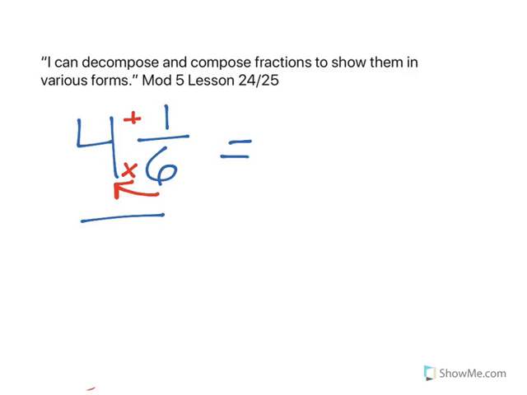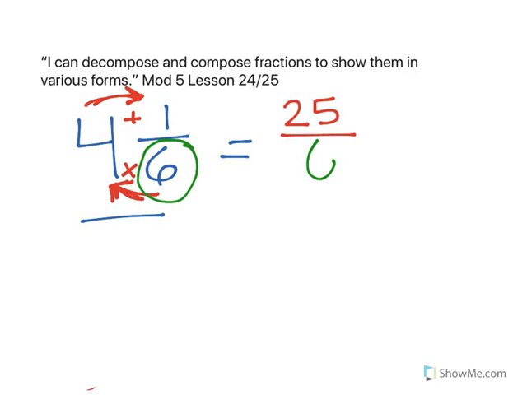So it's a little bit tricky. There's kind of some steps here, but I'll repeat that. I'm going to take my denominator. I'm going to multiply it by my whole number. So 6 times 4 is 24. Then I'm going to add my numerator. 24 plus 1 is 25. Those two steps give you the numerator, and then our denominator stays the same, 6.